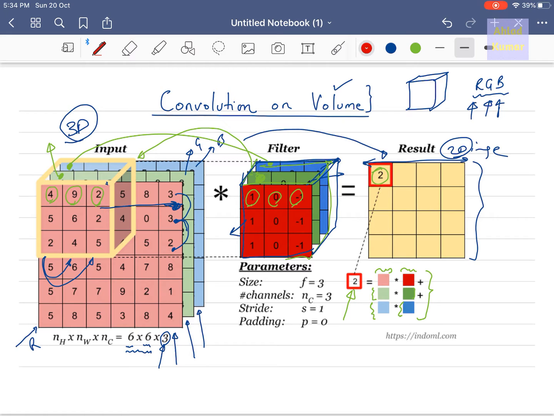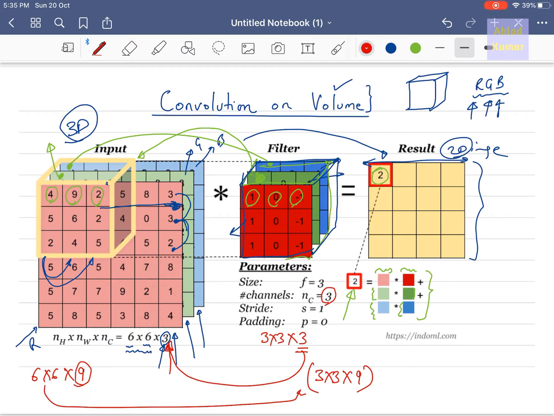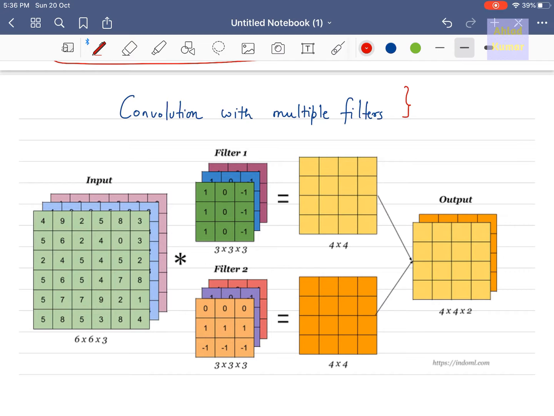And the important part is, if the image has 3 channels, then the filter should also have 3 channels. That is, the filter should be 3 cross 3 cross 3. So this should match this. If the image has 9 channels, like in the case of hyperspectral images, then the filter should be 3 cross 3 cross 9. So when these two are convolved, it will result in a 2D image like this, having a single channel. So this shows the convolution on volumes.